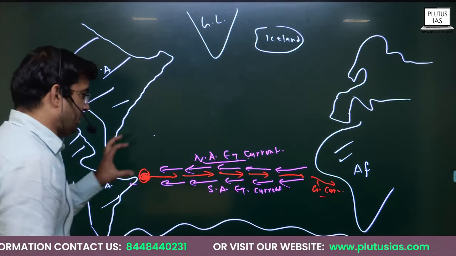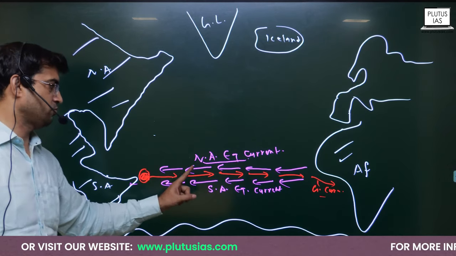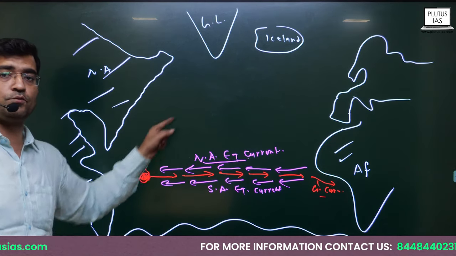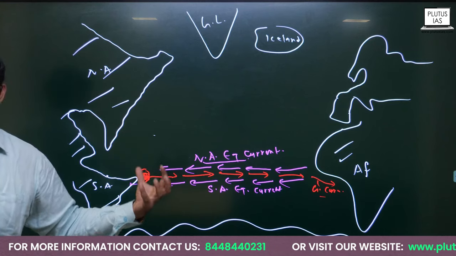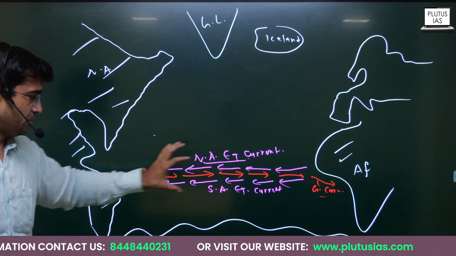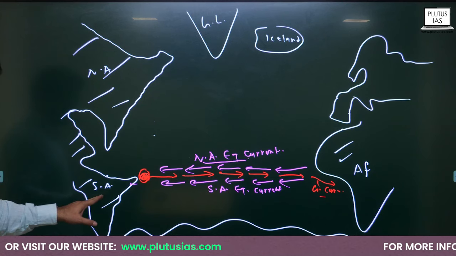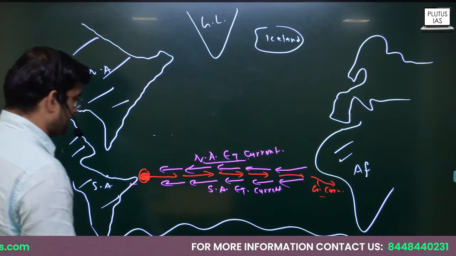Okay, now what we learned: the Guinea current is the counter-equatorial current of the Atlantic Ocean, the result of the piling of water near the South American coast. What after that? The rest of the water collides with the South American coast, and thereafter it bifurcates into different directions.